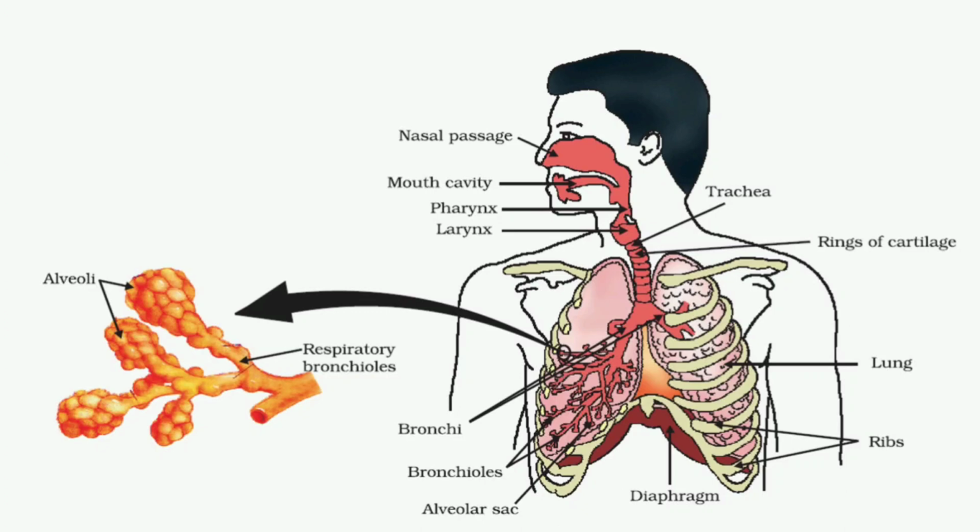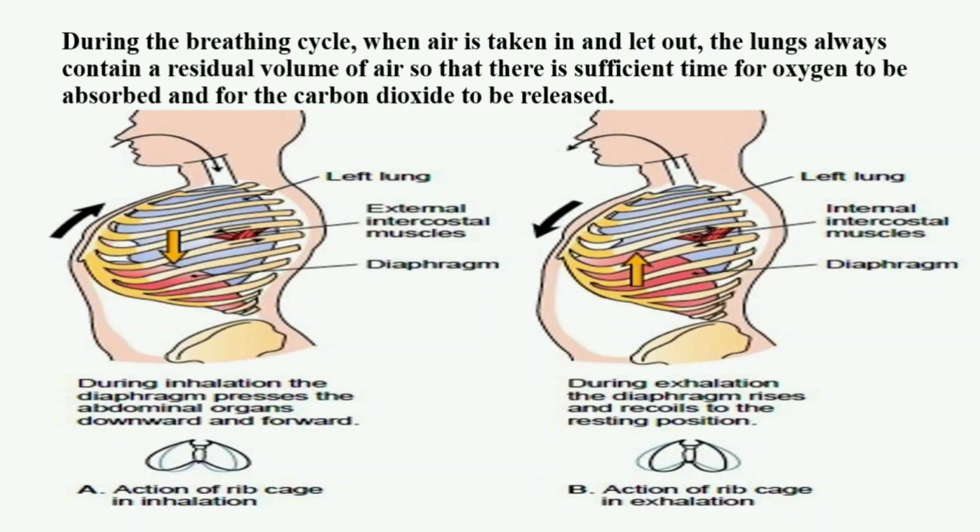What is the role of alveoli? Alveoli increases the surface area. Therefore, it helps in the absorption of gases. These alveoli are moist, they are thin, and they are made up of a special type of epithelium known as simple squamous epithelium.